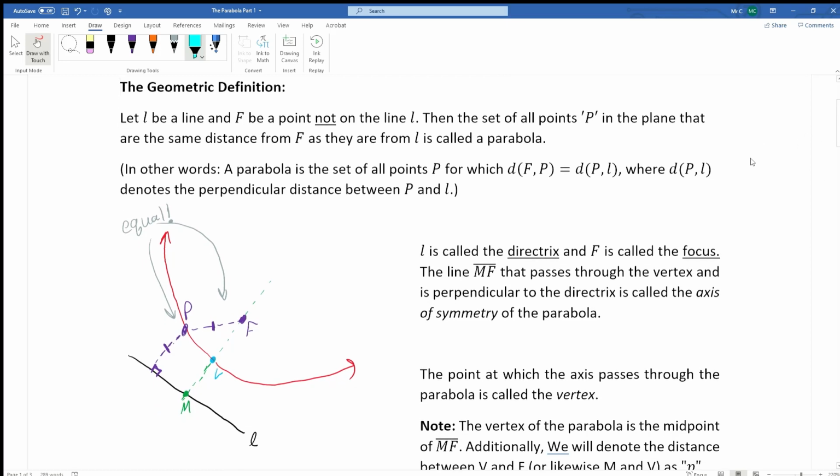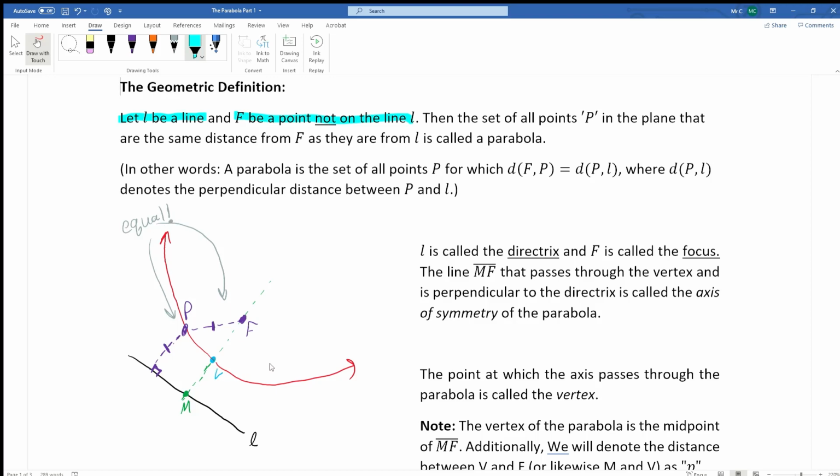So as we go through this definition, we'll go ahead and take a look at this picture down here to relate it to what we're describing in the definition. So let L be a line, that's this black line down here, and F be a point not on the line L, so that's this point up here. Then the set of all points P in the plane that are the same distance from F as they are from L is called a parabola.